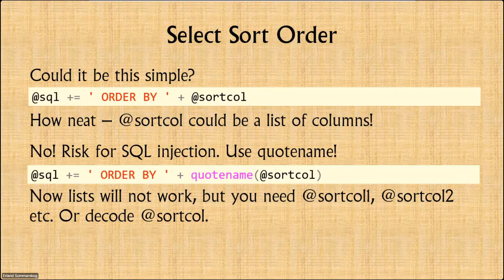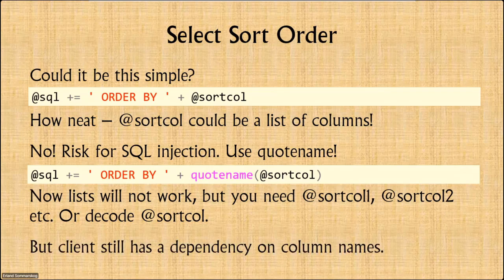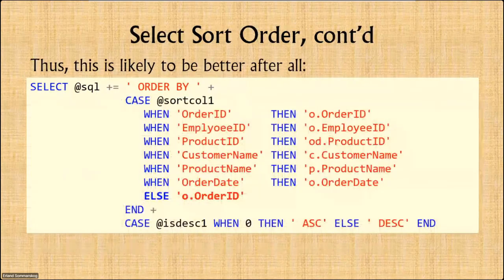Also, if you do this, I'd like to point out that there is still a dependency between the client and the column names. So if you decide, I'm going to refactor the database, and it's going to use a different convention for my columns, I hope that does not affect the client. But if you do this, it's going to affect the client. So I think this is kind of better.